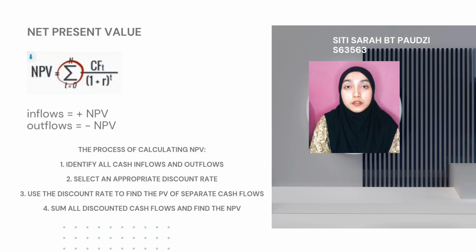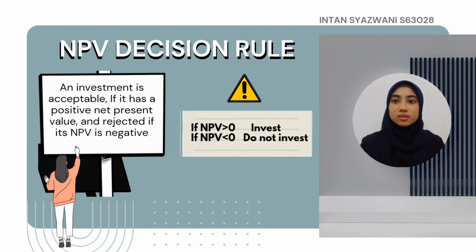Once we complete each of the 4 steps and come out with a final NPV figure, we can decide whether an investment is worth taking. The decision rule is as follows: an investment should be accepted if the net present value is positive and rejected when it is negative. In other words, if NPV is higher than 0, we invest in the project. If NPV is lower than 0, we do not invest in the project.